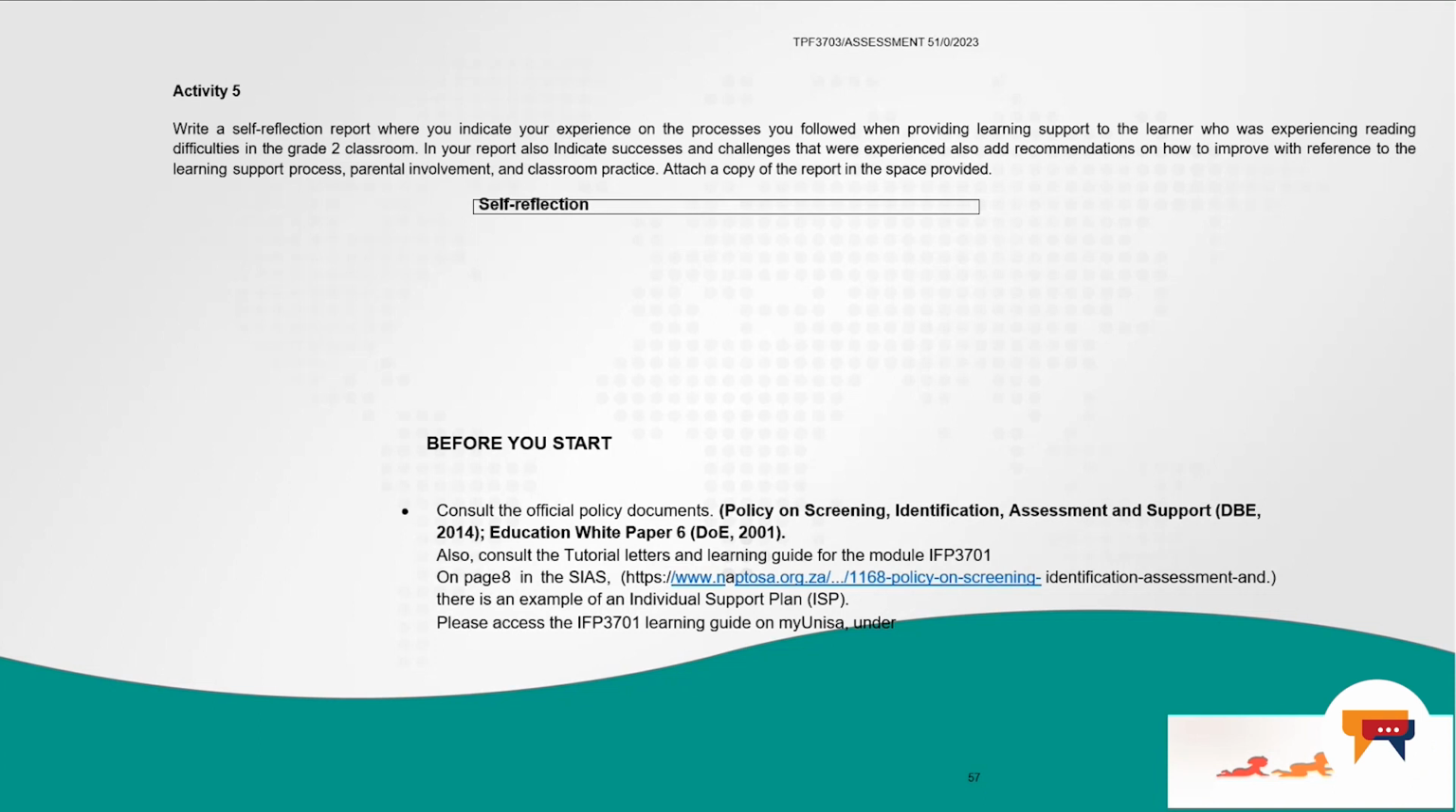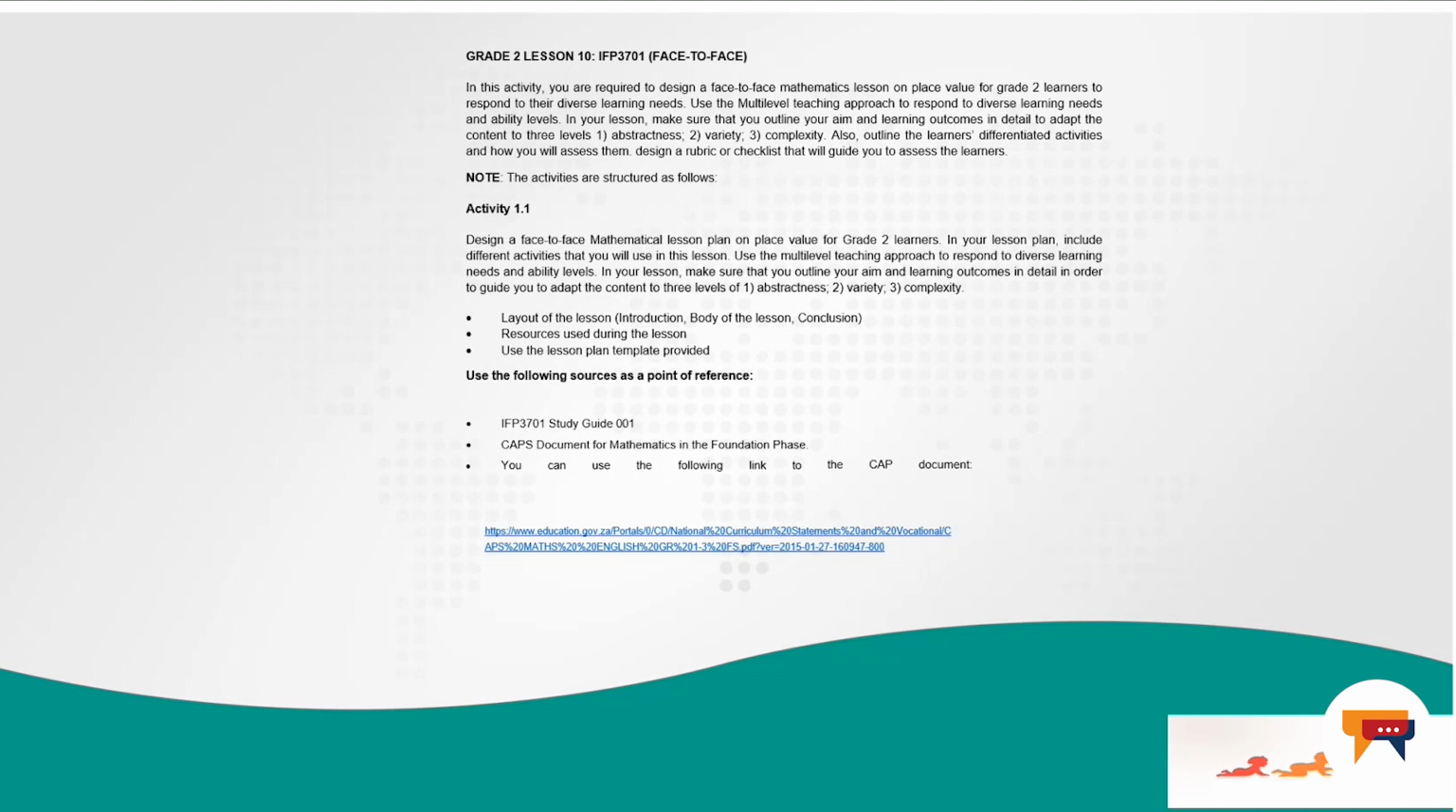Also, consult the tutorial letters and learning guide for the module IFP 3701. On page 8 in the CAPS, Identification, Assessment, there is an example of an individual support plan, ISP. Please access the IFP 3701 learning guide on myUNISA under study material. Okay? Lesson 2 for grade 2, IFP 3701.